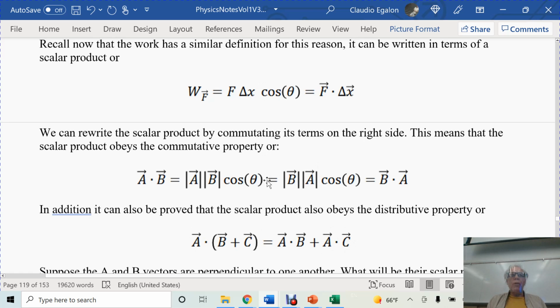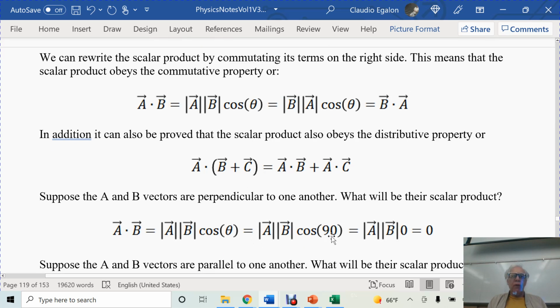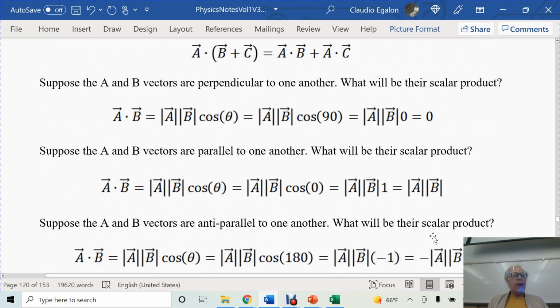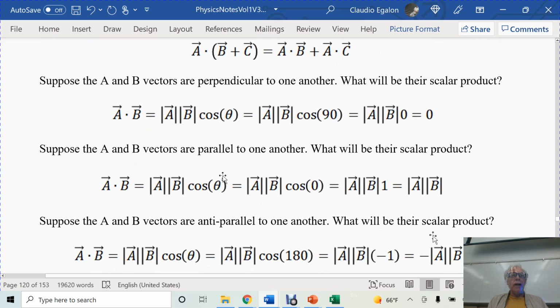What else? Another property of A dot B is that if the angle of those two vectors is 90 degrees, just like you saw before, A dot B is going to be 0, right? Just like you saw for the work done by the weight and the normal. What else do you discover? Okay, if A and B are parallel to one another, now the angle between them is 0 degrees. So A dot B is going to be magnitude of A times magnitude of B.